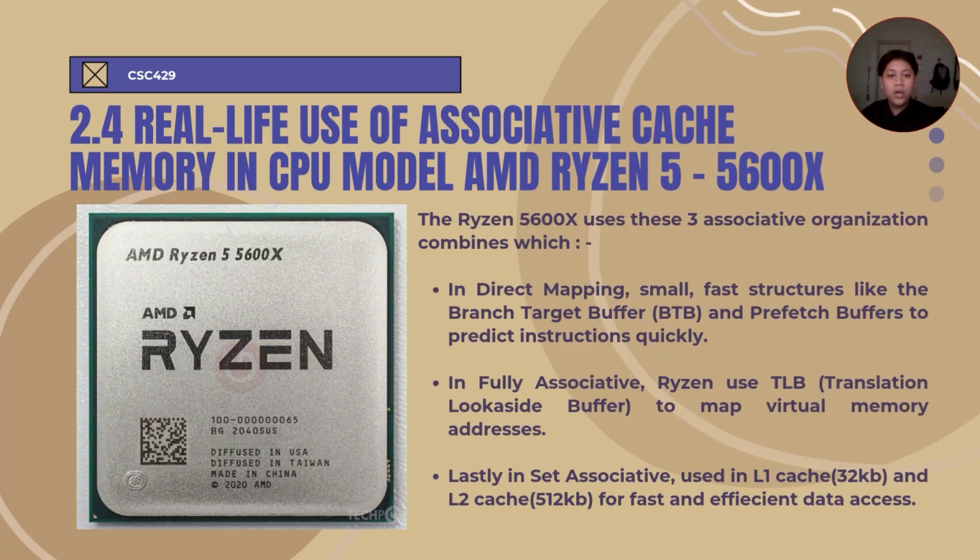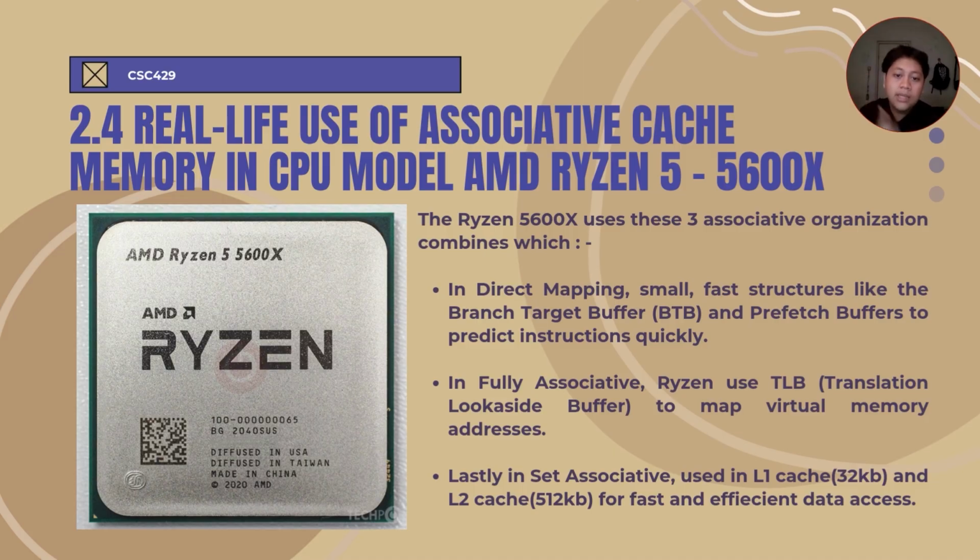For a key reason why your computer feels fast, associative cache memory, we will use the AMD Ryzen 5 5600X as our example. The CPU is excellent at handling data quickly, and it is all thanks to how it organizes its internal brain, its cache memory. The Ryzen 5 5600X actually uses three smart ways to do this. So let's quickly look at these three methods.